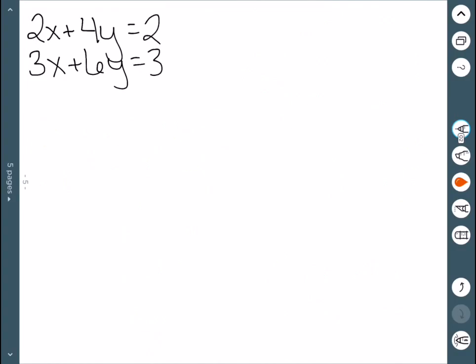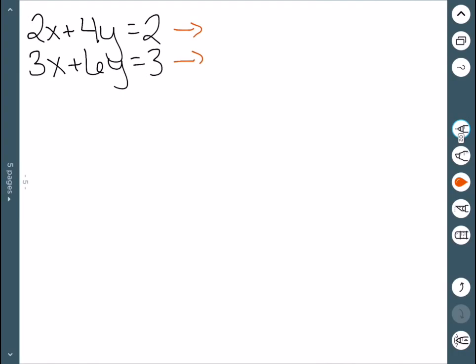Next, we'll look at this one. We don't have one positive and one negative number in this case, so we're going to have to just pick one of our variables to eliminate. Ultimately, it won't matter which one, you'll end up with the same answer in the end.